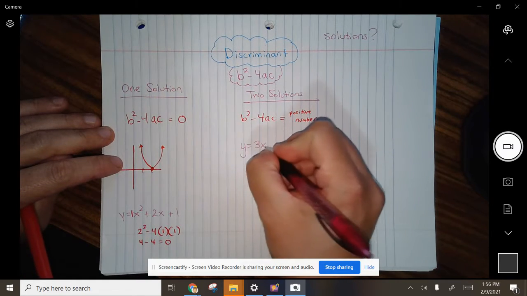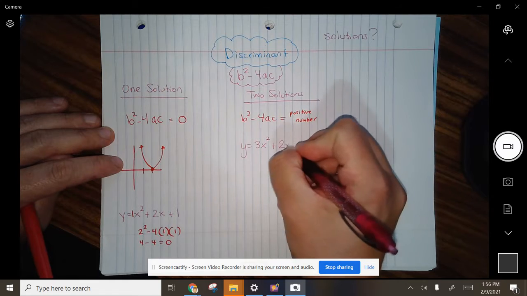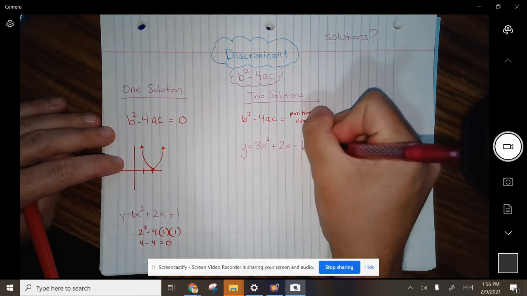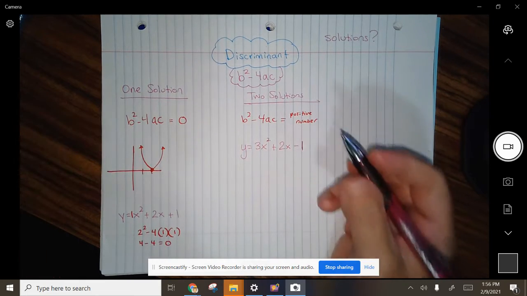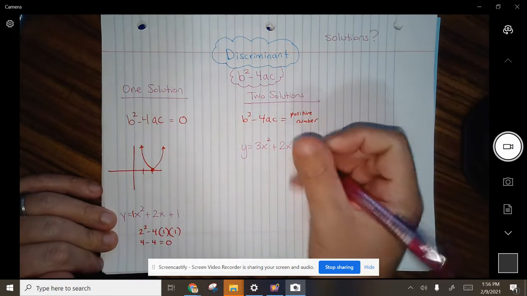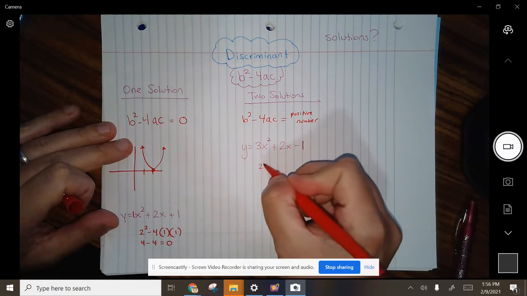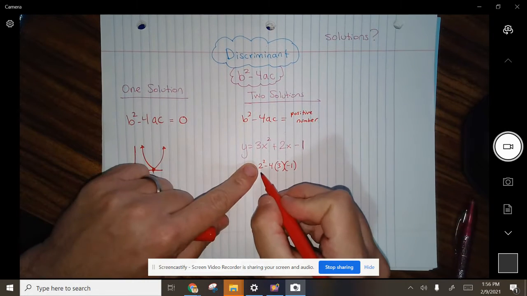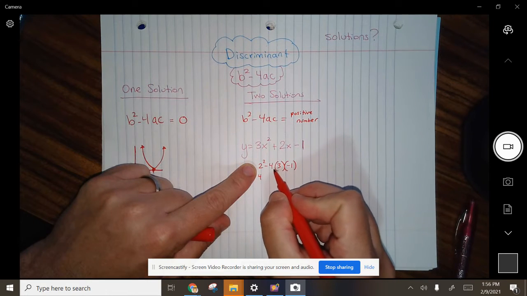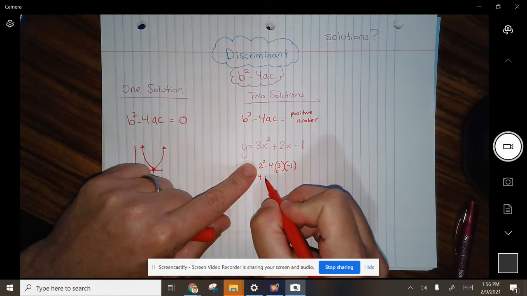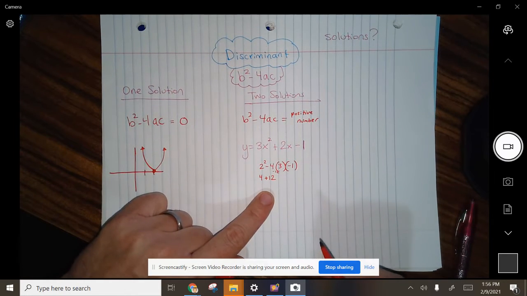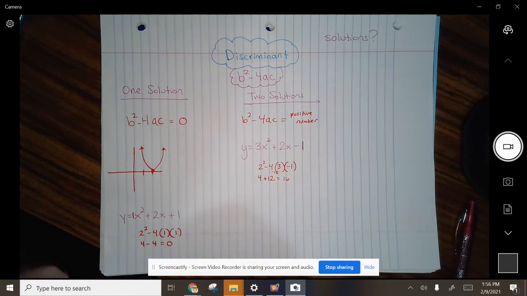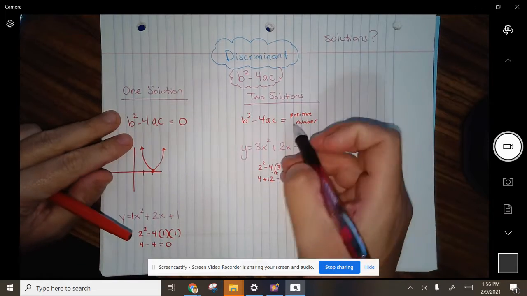Y equals 3x squared plus 2x, and I'll put negative 4. Whenever that c is negative, and this is positive, you can actually figure it out too, like this. So it's going to be b squared, which would be 2 squared, minus 4ac. So this is going to be 2 squared is 4. Negative 4 times 3 is negative 12. Negative 12 times negative 1 is positive 12, okay? So it's actually going to equal 16. Okay? Anytime it's a positive number.